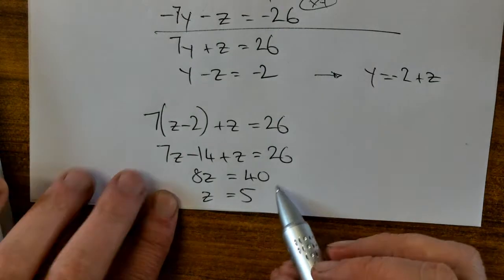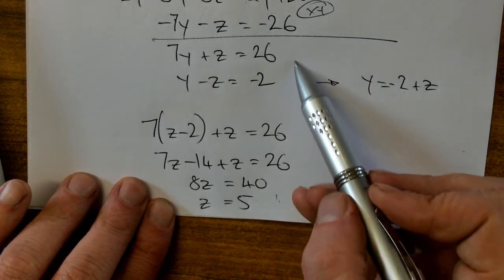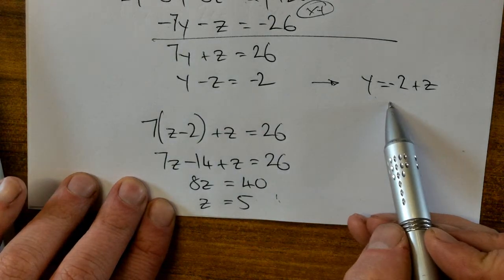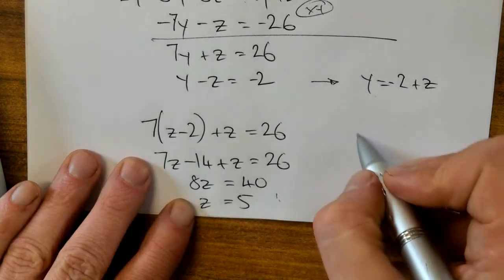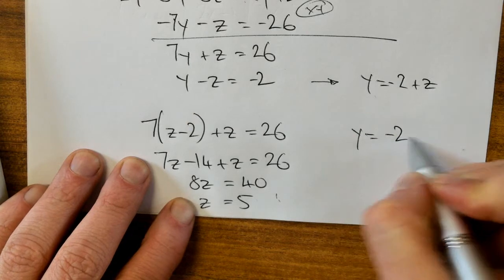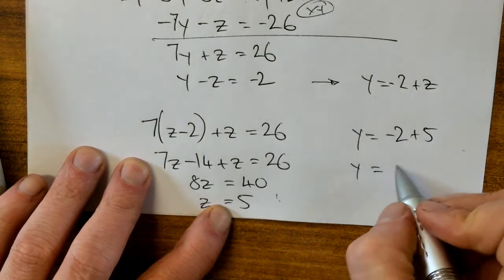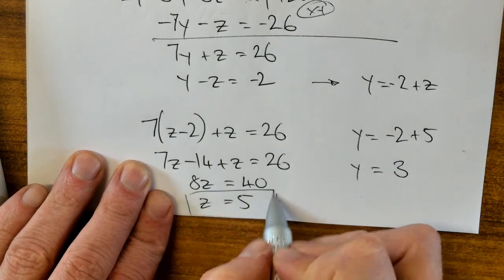Now I know a value for z, I can stick it into either of these equations, and then I can find a value for y. I'm going to do it into this one because I already have it for this one. So I know y is equal to minus 2 plus z, which is 5. So now y is equal to 5 minus 2, which is 3.